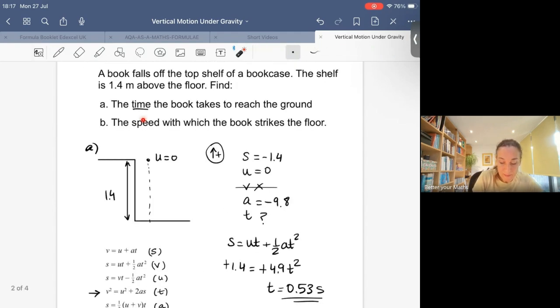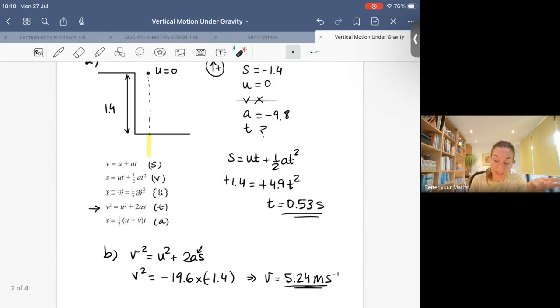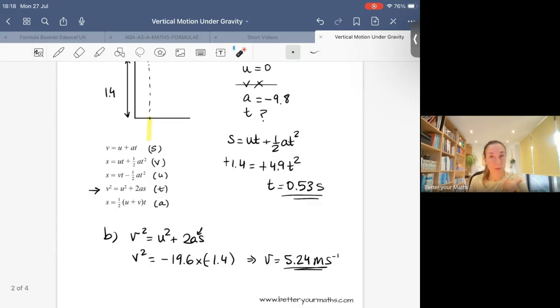Notice that they say speed and not velocity. Remember, the speed is just the magnitude of the velocity. So they are just asking me the number, because this velocity would be downwards, it should be negative. So if they ask you the velocity, you could say that it is downwards, or you can say that it is minus 5.24. Because they ask you the speed, it's just 5.24. You just need the number, the magnitude. That would be one thing that they can ask you.